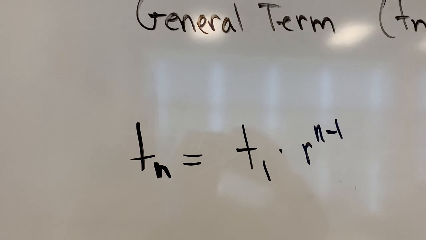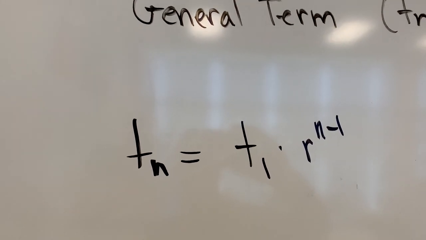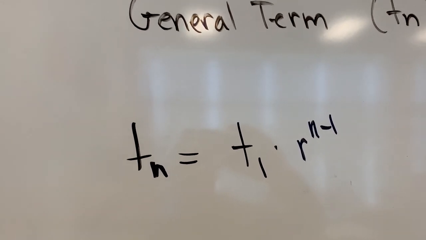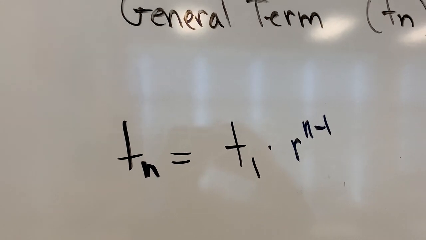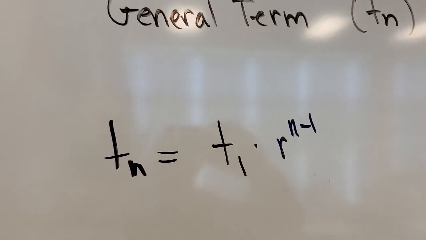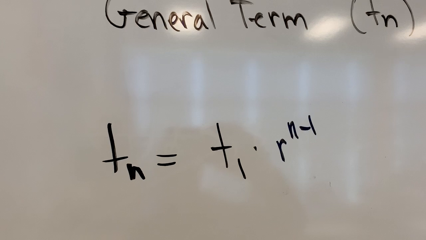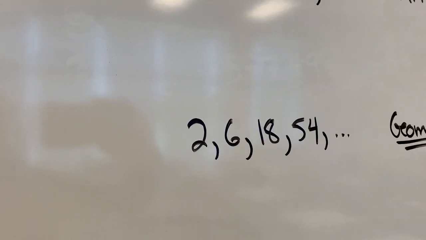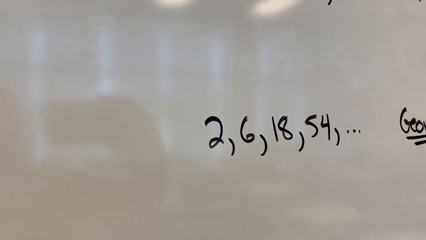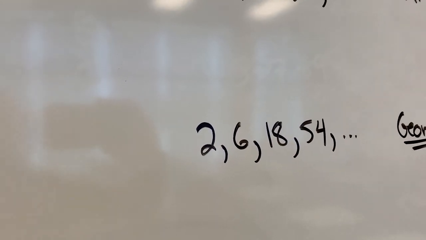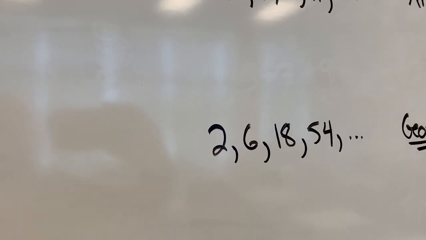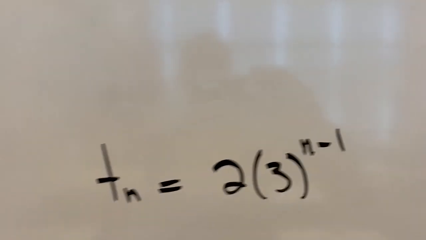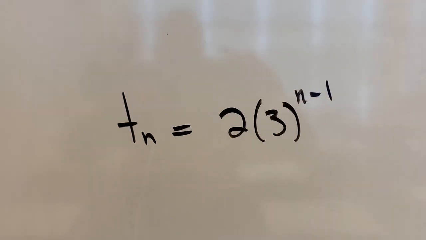It says Tn is equal to T1 multiplied by r to the n minus 1. So as long as you know the first term and you know the common ratio, you can write the formula right away. So for example, for this one, it was 2, 6, 18. The first term is 2. The common ratio is 3. And so my general term is 2 times 3 to the n minus 1.